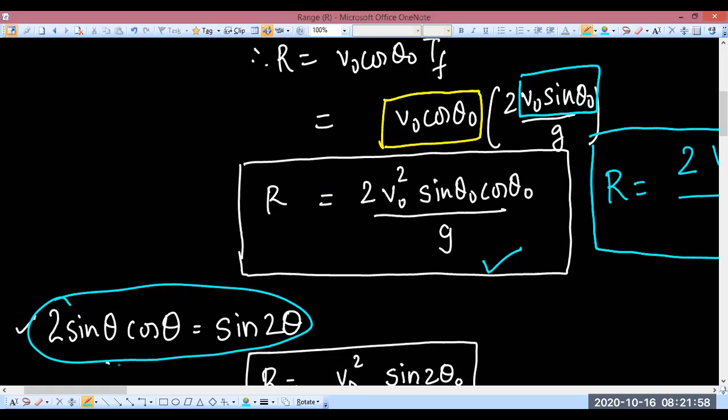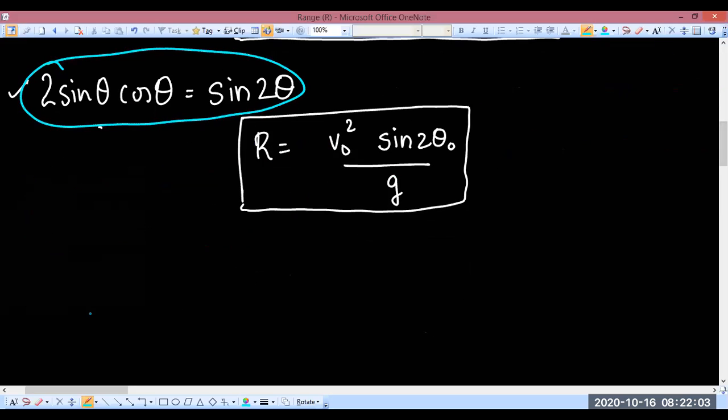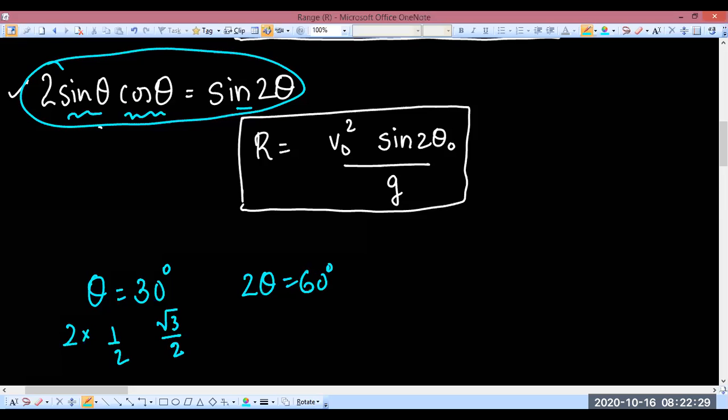You can actually verify it if you want. That is what you did in 10th. For those people who were wondering, we have already studied this in 10th, sir, you are highly intelligent. This is what you would have verified. You would have taken theta as 30 and tried 2 into sine theta, 1 by 2, 2 into cos theta, root 3 by 2, cos 30, and now here sine 2 theta. So if theta is 30, 2 theta is 60. So what is sine 60? Sine 60 degrees is root 3 by 2.